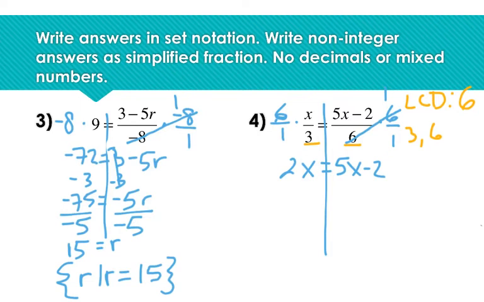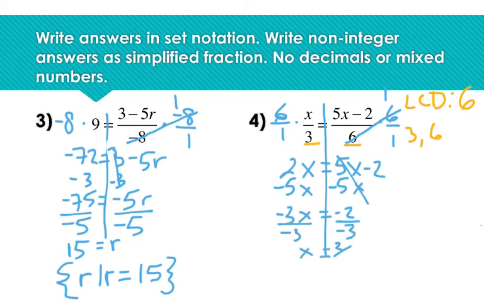Now get our x's to the same side so that we can solve for them. So I'm going to subtract 5x from both sides since we have a negative 2 on the same side as 5x. So we get negative 3x equals negative 2. Now we have negative 3 times x, so we're going to divide by negative 3 and get x equals 2/3, since a negative divided by a negative is positive. In set notation, x such that x equals 2/3.